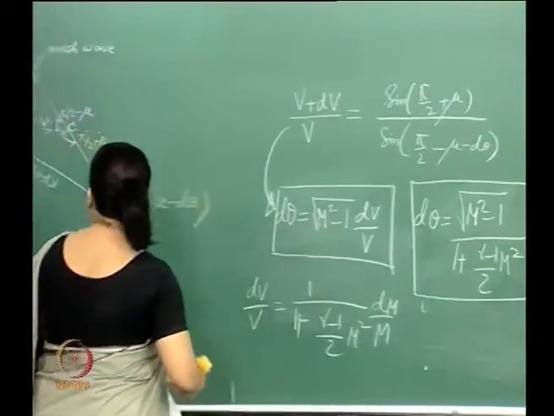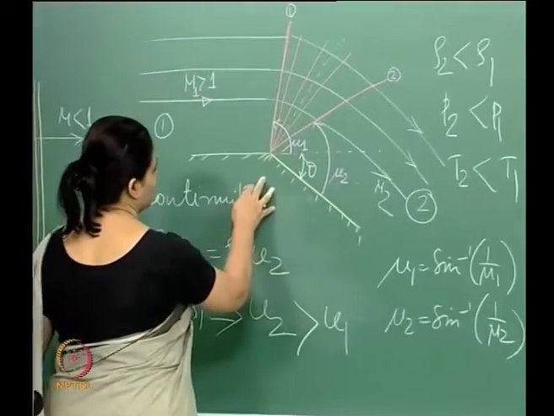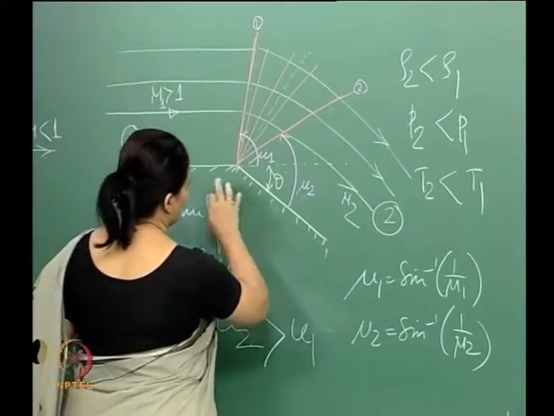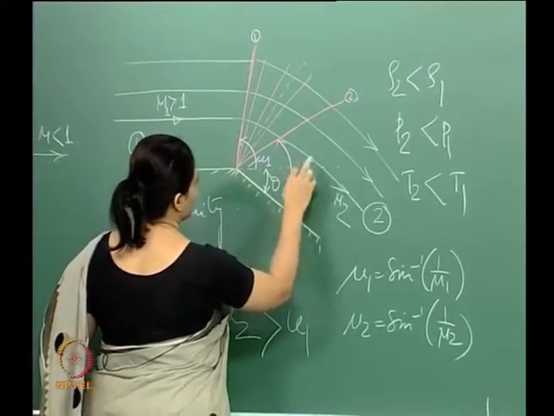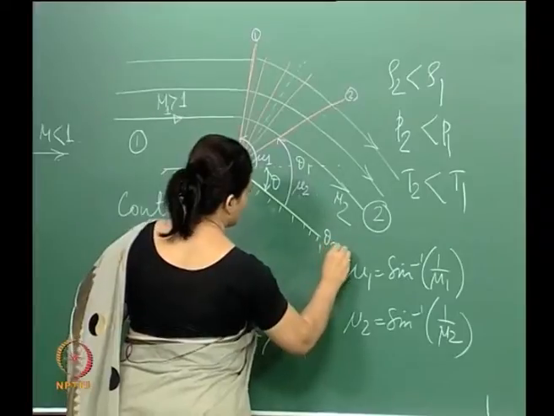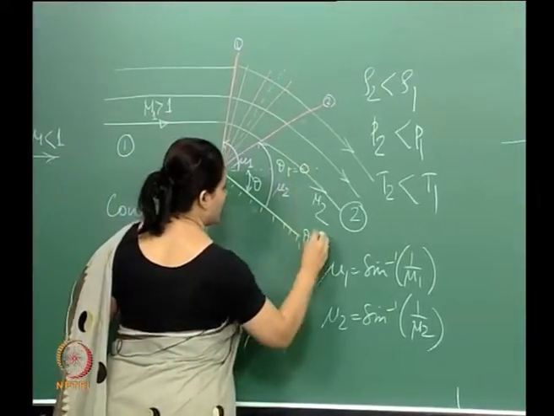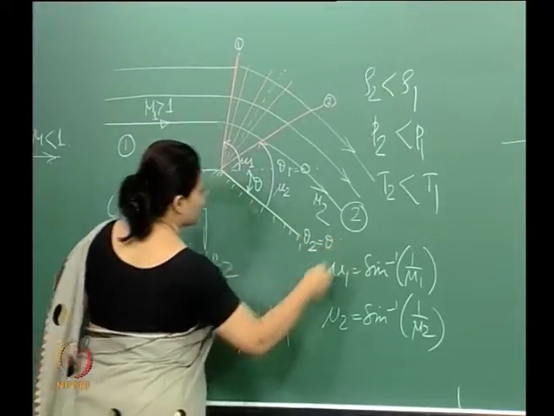Okay. So, therefore, if we come back to this diagram here, let us just say that this is theta 1 and this is theta 2. Of course, theta 1 is 0, and theta 2 is theta.